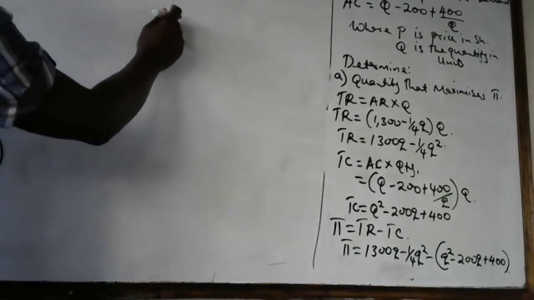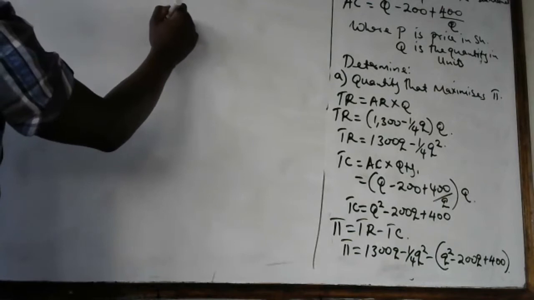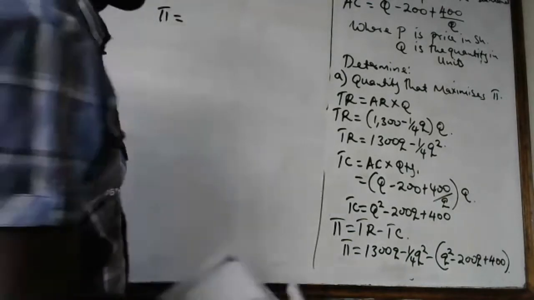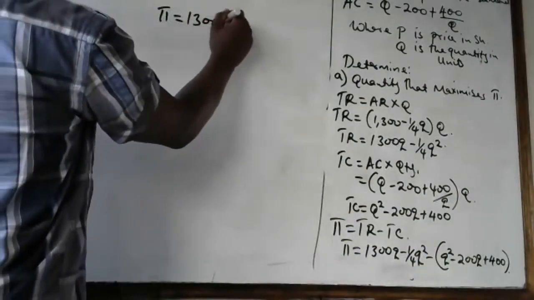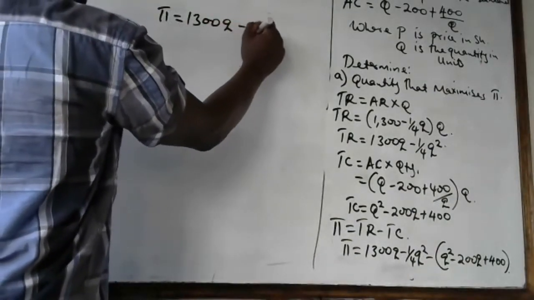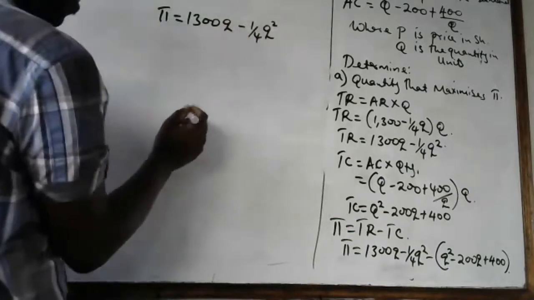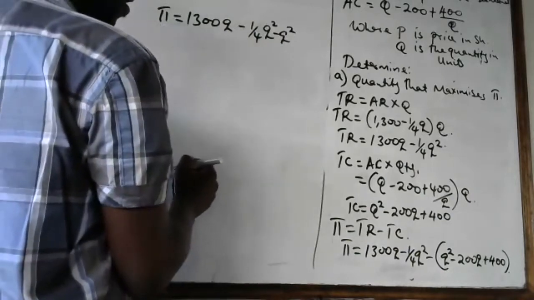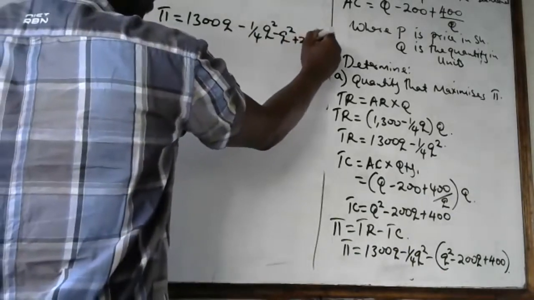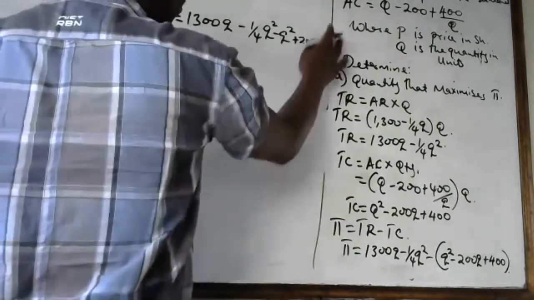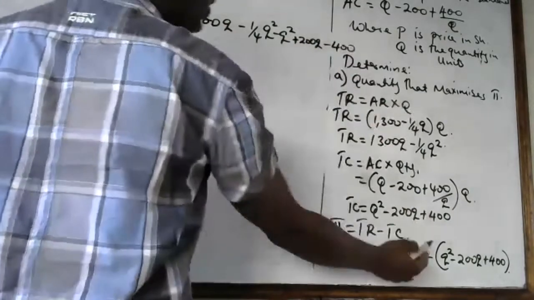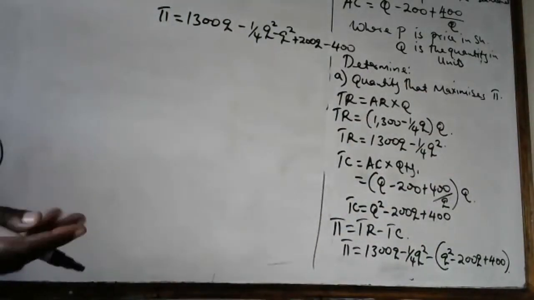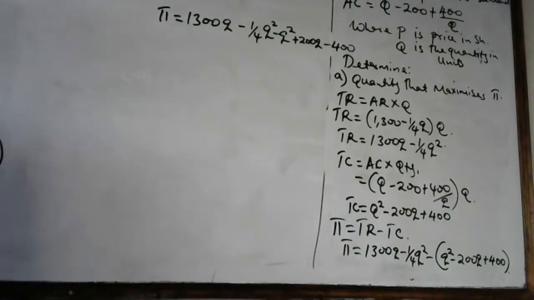So we use this part. So profit will be equal to 1300 Q minus 1 over 4 Q squared minus Q squared plus 200 Q minus 400. Remember, note this negative will change every sign. Whatever is positive becomes negative. What is negative becomes positive.